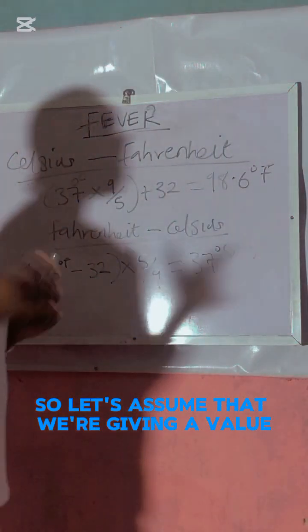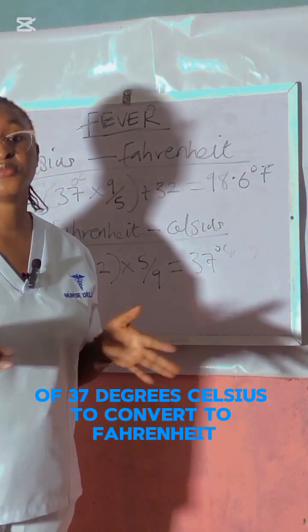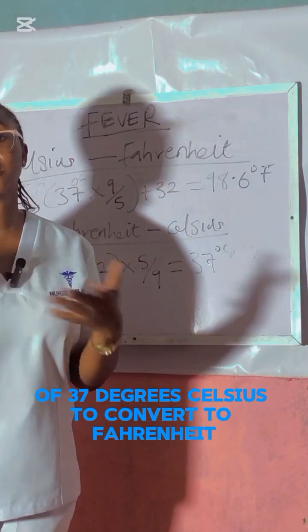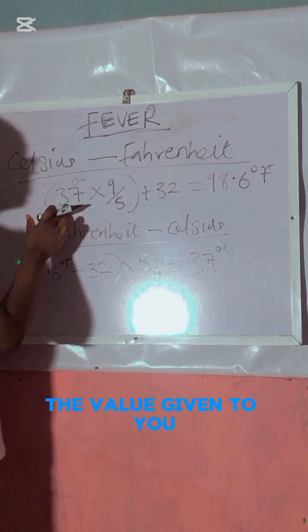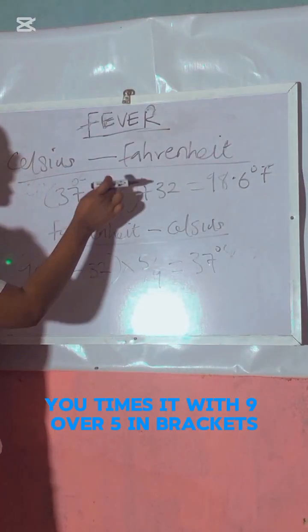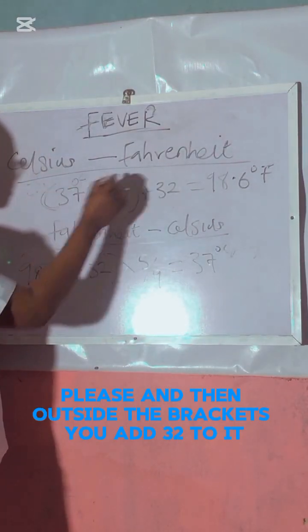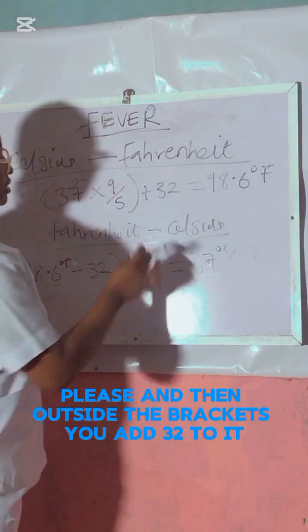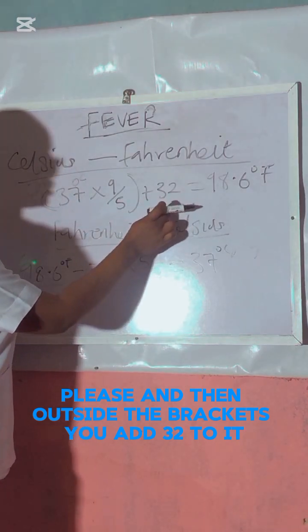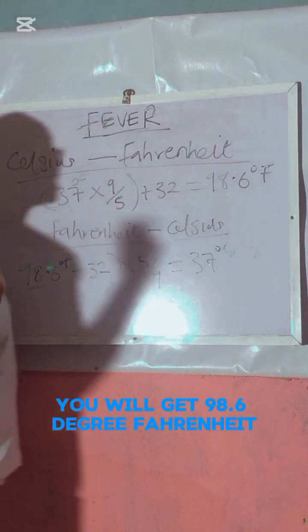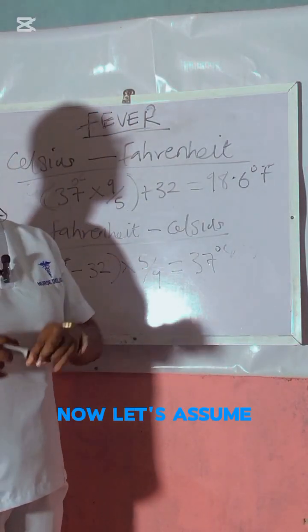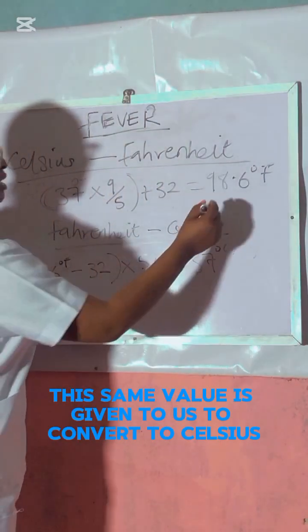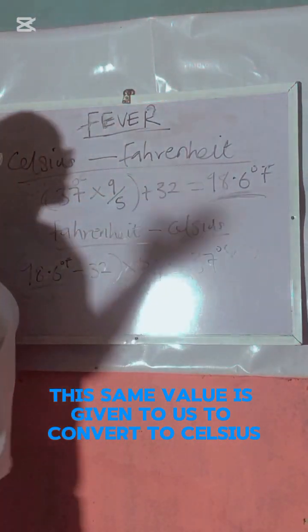So let's assume that we're given a value of 37 degrees Celsius to convert to Fahrenheit. So what you have to do is that in brackets, the value given to you, you will times it with 9 over 5 in brackets, please. And then outside the brackets, you add 32 to it. Now, if you should do your math, you will get 98.6 degrees Fahrenheit.